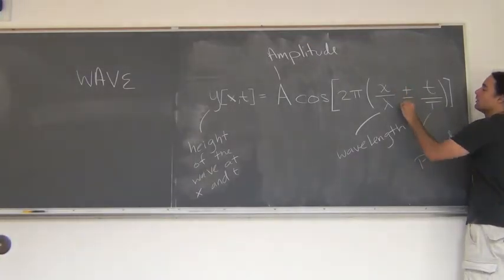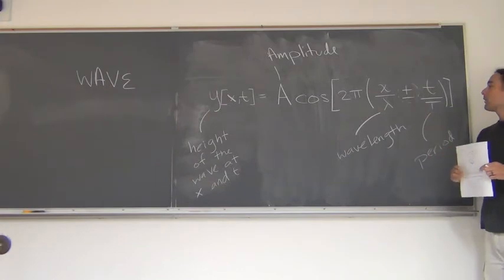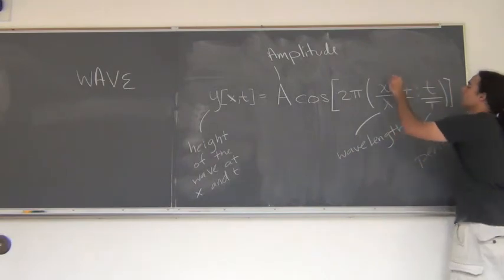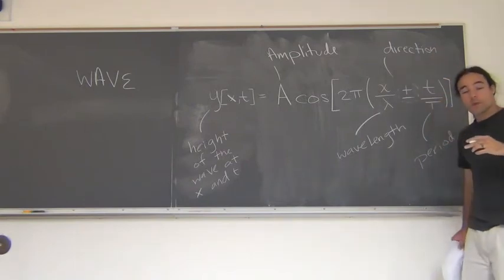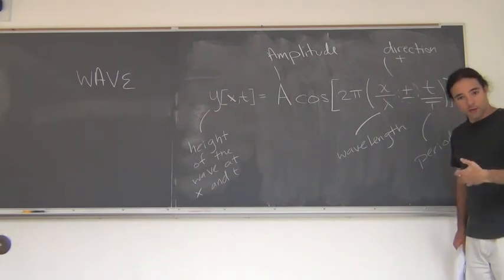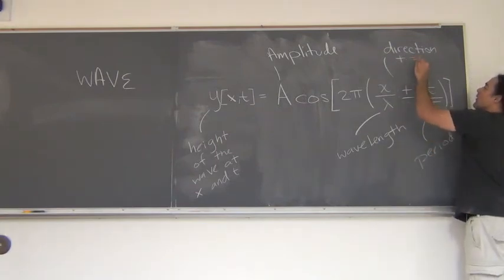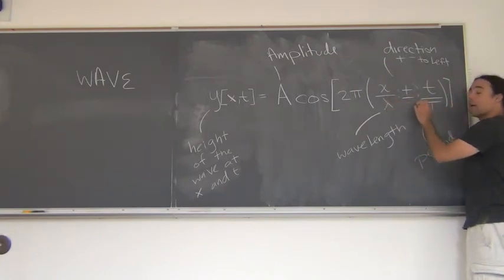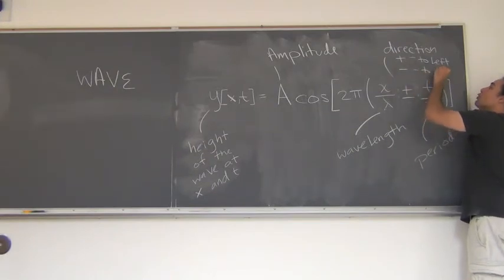You'll notice here, between the x over lambda and the little t over big T, I have a plus or a minus. That tells me the direction that the wave moves. And it's a little bit screwy, because the plus, which we normally think means going in the positive direction, actually makes us move in the negative x direction. This makes us move to the left. Whereas a negative sign, if I were to have x over lambda minus little t over big T, that would make us move to the right.